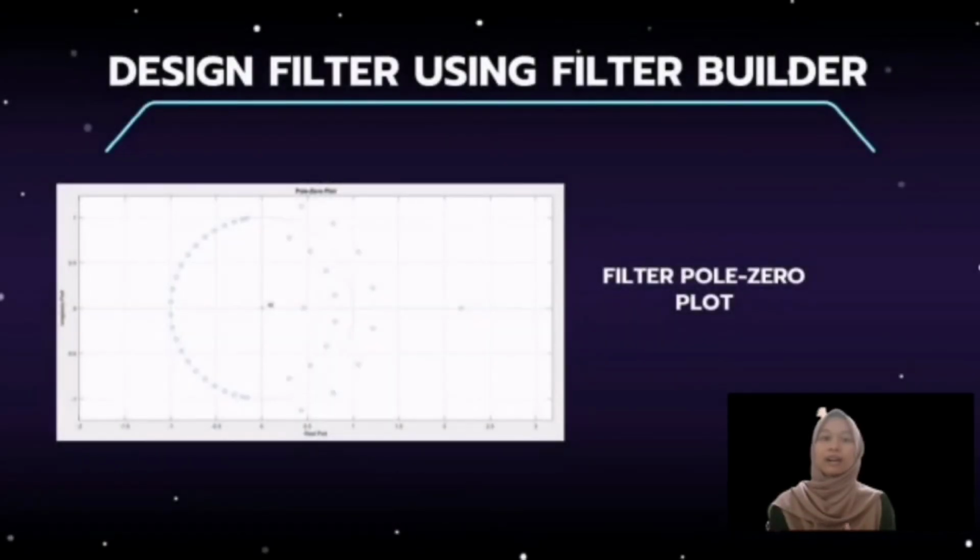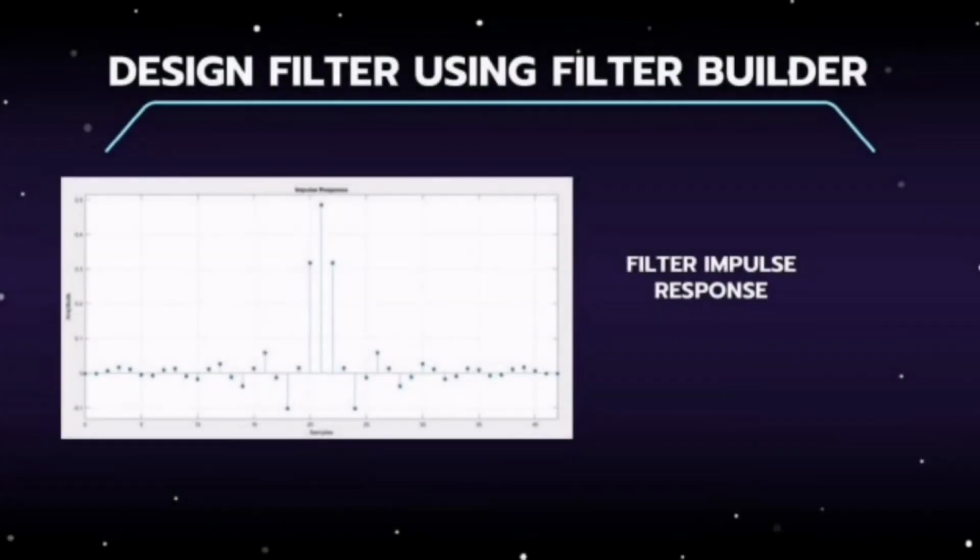Next, for an FIR filter, the order refers to the number of zeros of the transfer function H(z), which is a finite polynomial. From this plot, we can conclude that the filter order is 42 since there are 42 zeros in the pole zero plot. The pole zero plot can also determine the stability and performance of the filtering system.